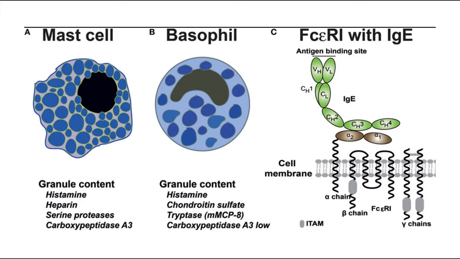Mast cells and basophils express on their surface the receptor Fc epsilon RI, which binds the Fc portion of immunoglobulin E antibody. And in immediate hypersensitivity reactions, immunoglobulin E bound to the mast cells' Fc receptors specifically recognizes antigen, and in response the cell degranulates and releases mediators such as histamine and prostaglandins.